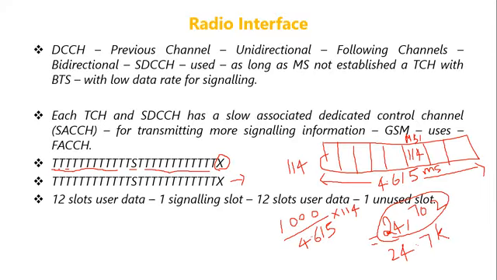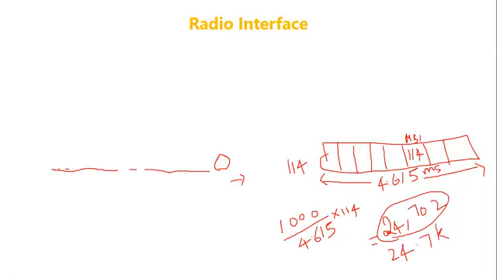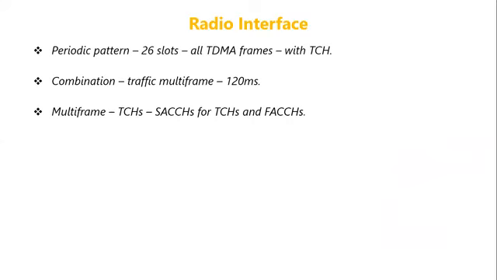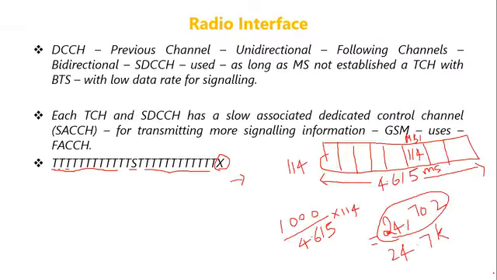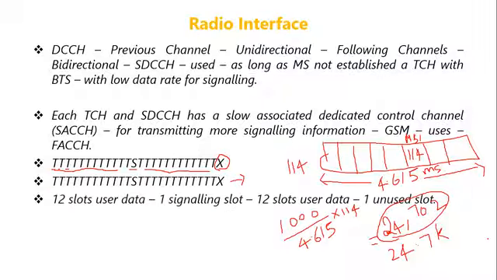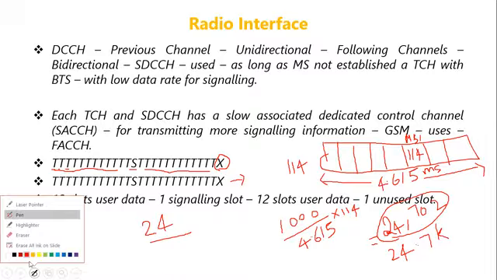So it will repeat, and the data transfer rate will be 24.7 kilobits per second. But this 24.7 kilobits per second is for 26 slots, and we are using only 24 slots. So for 24 slots, what will be the data rate? For that, you should do 24 by 26.